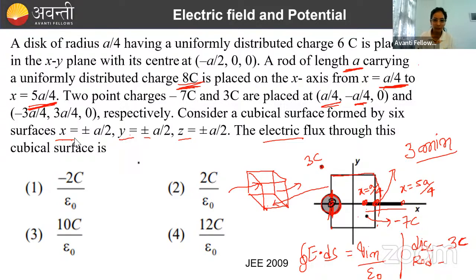Because this was A by 2, and this was minus A by 2, this is A by 2. So the length of the rod that is inside this surface is from A by 4 to A by 2. Done. That will be from A by 4 to A by 2, right? So how much length is there inside?